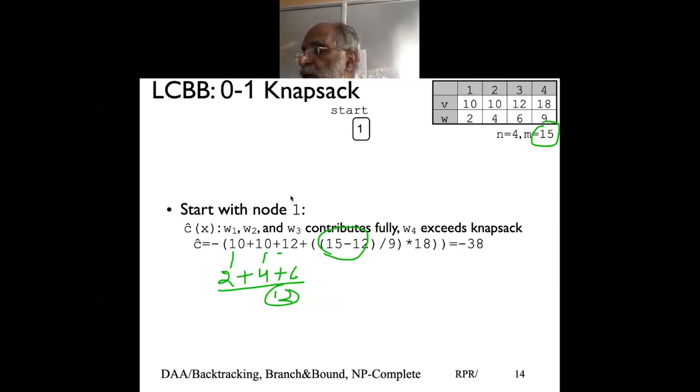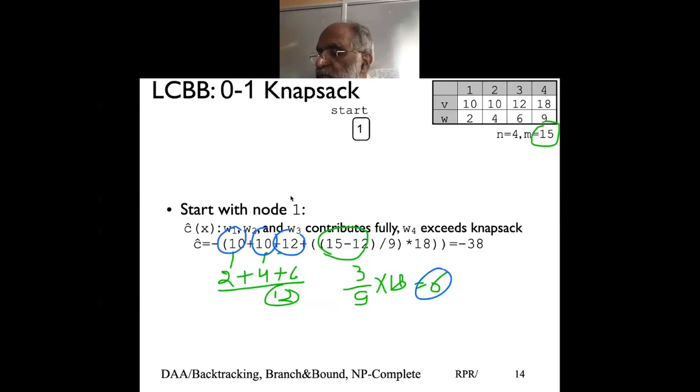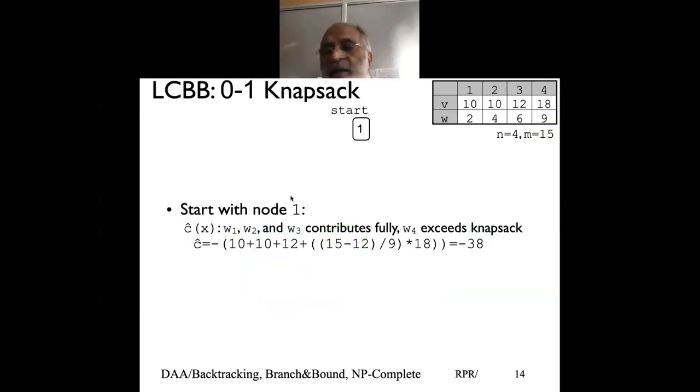for the 4th item. For the 4th item I take the appropriate value, because for weight 9 the value is 18. That means for weight 3 the value would be 3 by 9 into 18, which is 6. So I get 10 plus 10 plus 12 plus 6, which gives me 38, and since we are doing a minus, I get minus 38. This is my C hat X, or what we call the estimated cost.